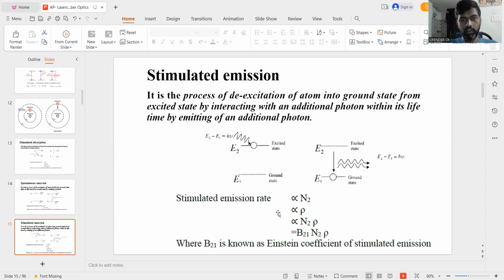This equation can be written as B21 N2 rho of nu, where B21 is known as the Einstein coefficient for the stimulated emission process.